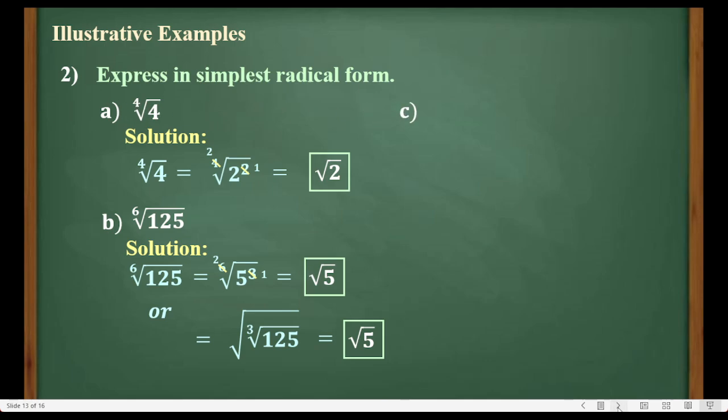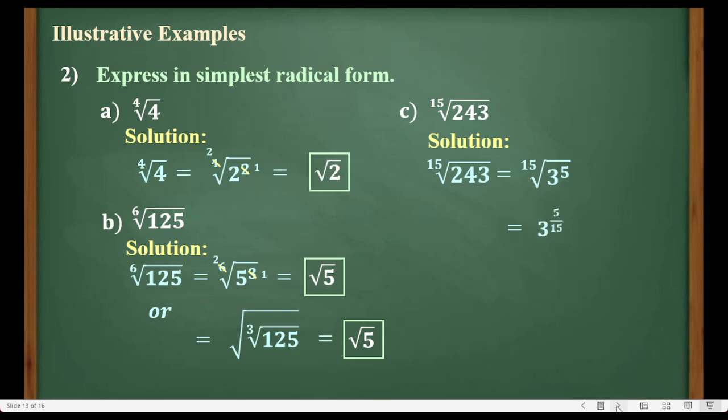Next, letter C. How about the 15th root of 243? Now, for our solution, 243 can be expressed as 3 to the 5th, like this. And we cancel the greatest common factor from 15 and 5. And we know that is 5.